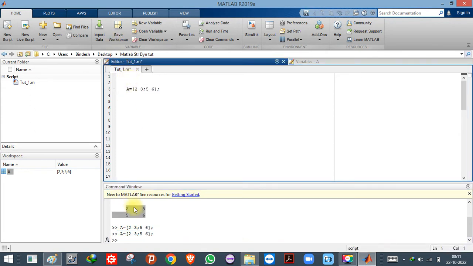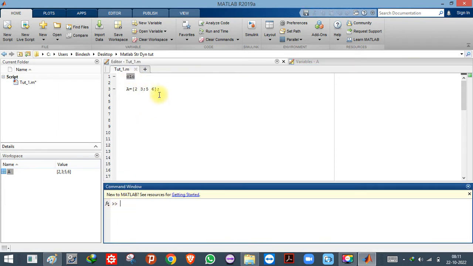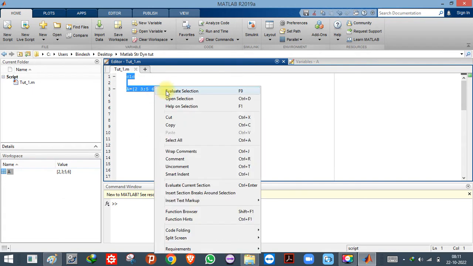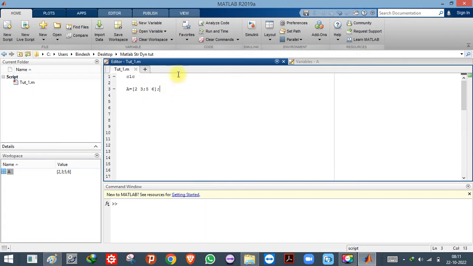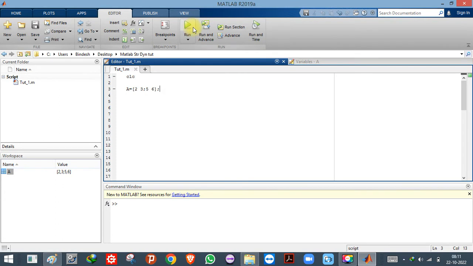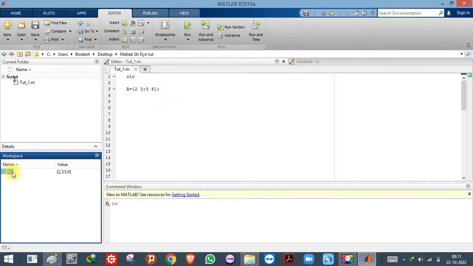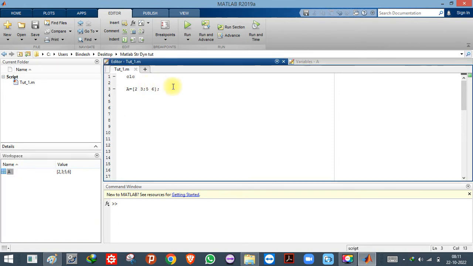I'll clear the screen. To clear this screen, you just have to write CLC. So if I just use CLC, it will clear my screen. Now see, I'm evaluating, or I can run it. I'm running this, but nothing is visible over here, but it is getting executed. But if I remove this semicolon and run it, it will be visible. Okay, so always keep a habit of putting a semicolon.